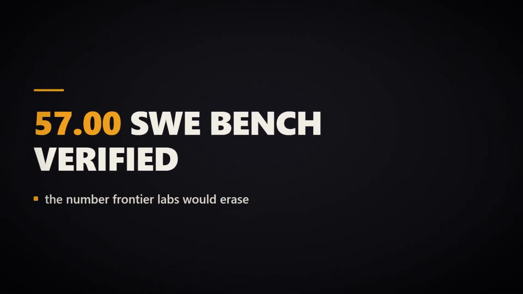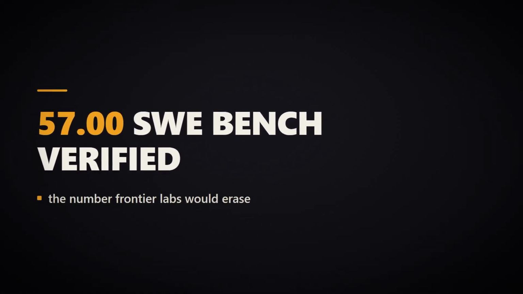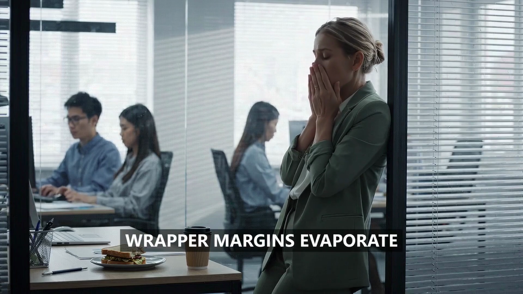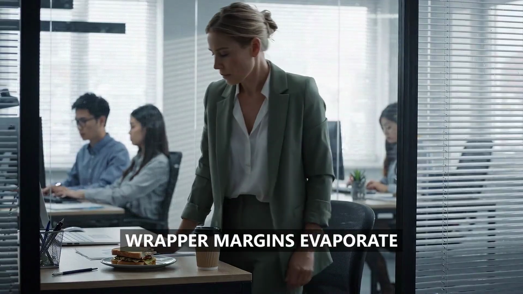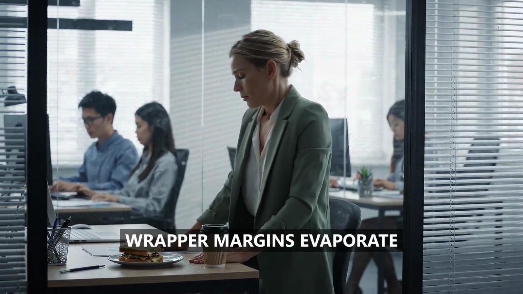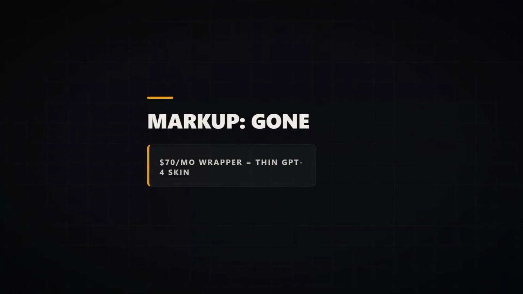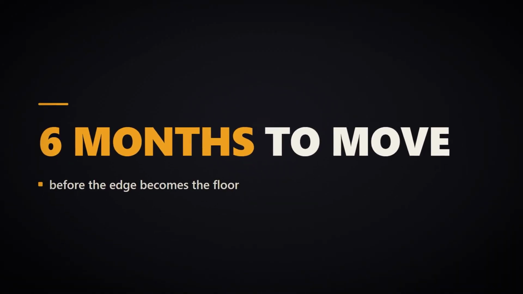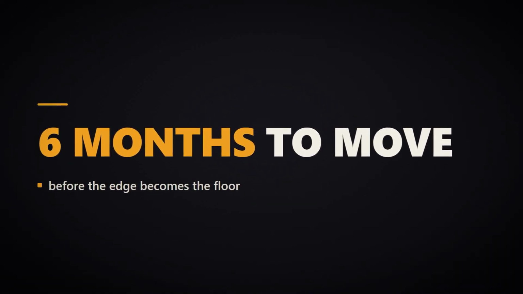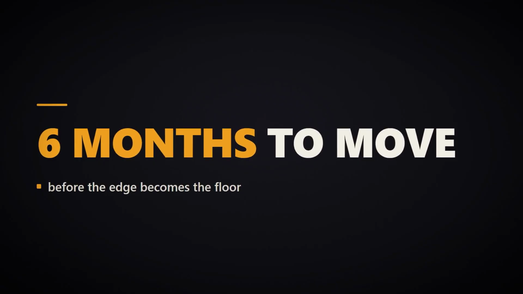Here is who gets undercut first. Not the Frontier Labs. They still print money on the top end. The agency that sold your friend a 6-figure custom AI assistant that turned out to be a GPT-4 wrapper with a system prompt, their margin evaporates today. The SaaS tool that charges you $70 a user per month for an AI feature that is a thin wrapper around the same API, their pricing became indefensible today. Every wrapper business built between you and the model just lost the thing that justified its markup.